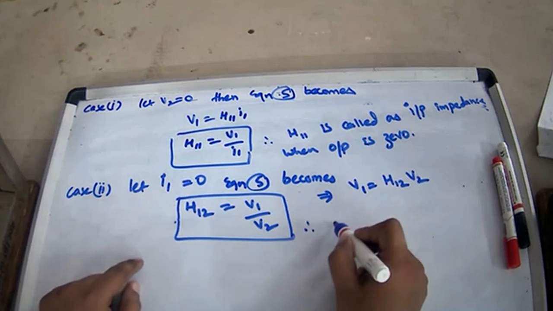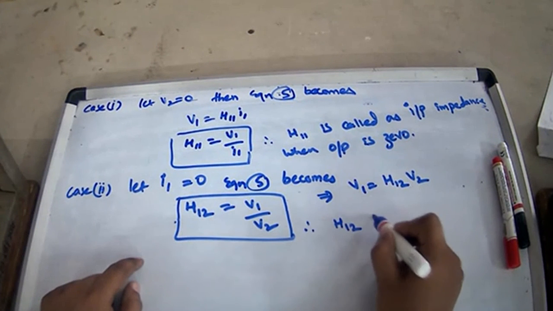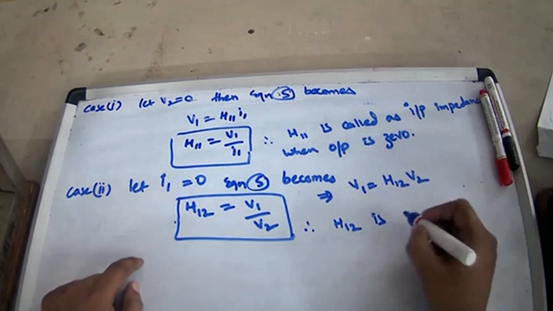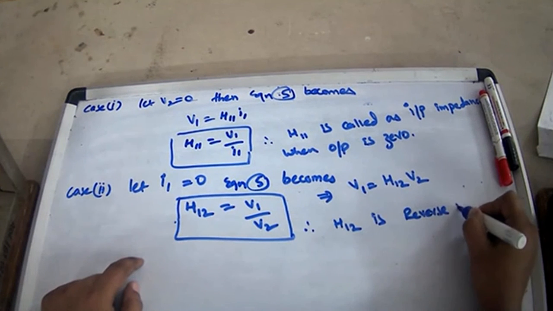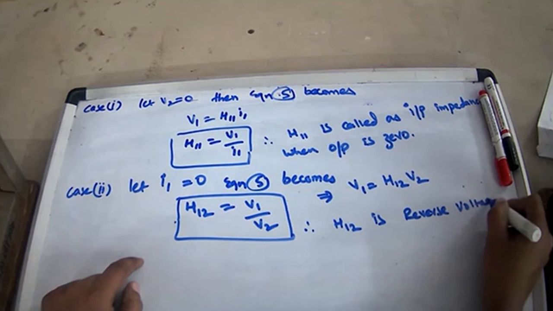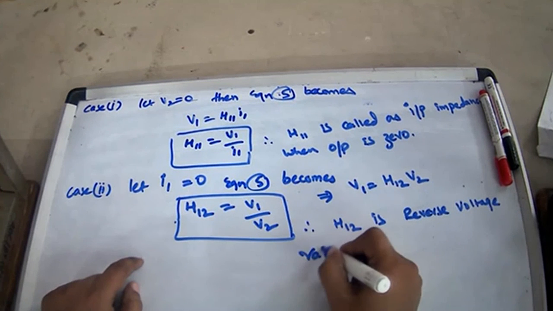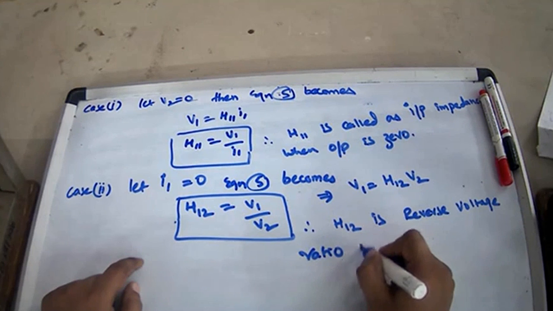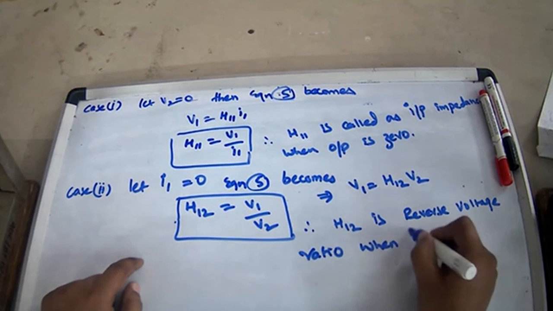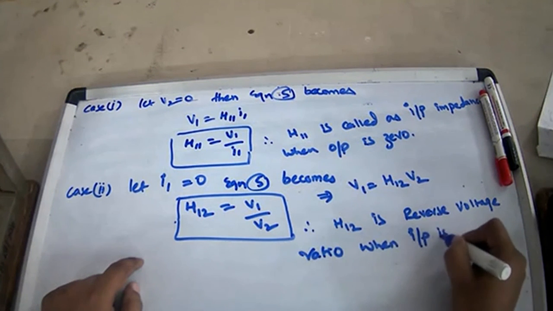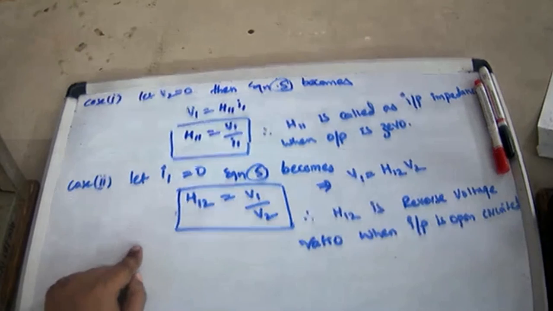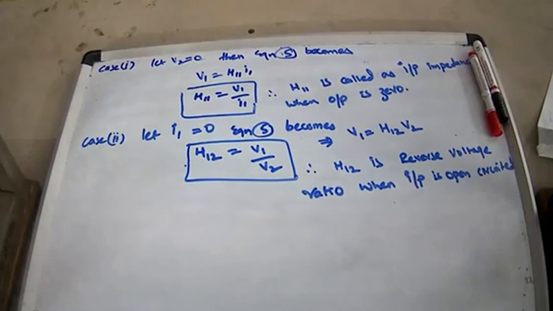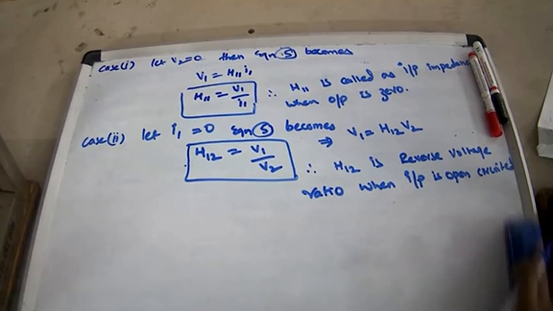Therefore, H12 is reverse voltage ratio when input is open circuited. Now let's go for the next case, case 3.